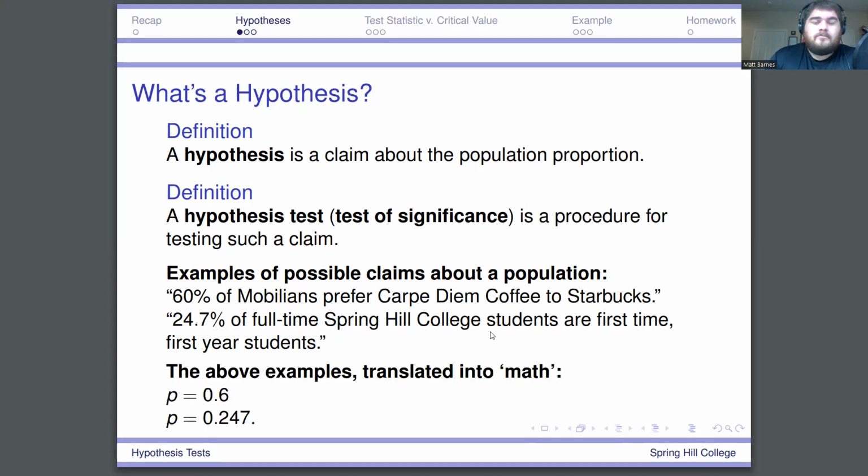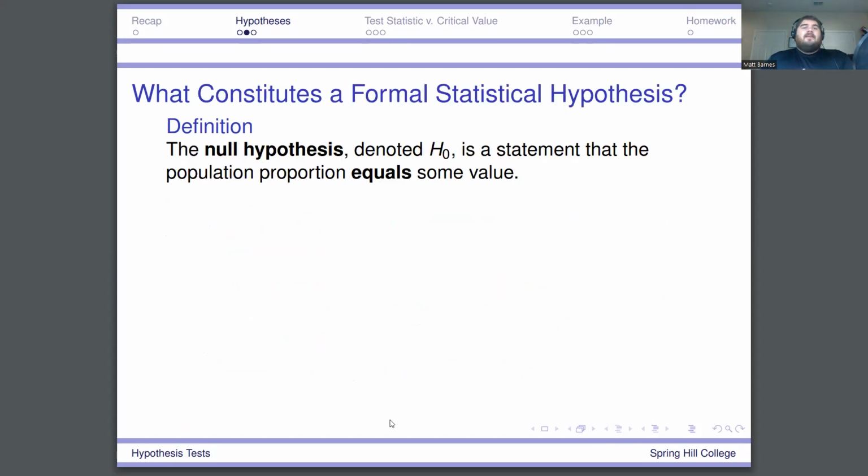Translating this into math, since these are populations, we would have that p is 0.6 in the first one for the 60% of Mobilians. And then in the second one, we'd have p is 0.247 for our full-time Springfield College students that are first-time first-year. So we're just taking these percents and converting them to decimals. That's all we're doing. Now let's break it into the pieces we need for our actual hypothesis test. We're going to need two things: a null hypothesis and an alternate hypothesis.